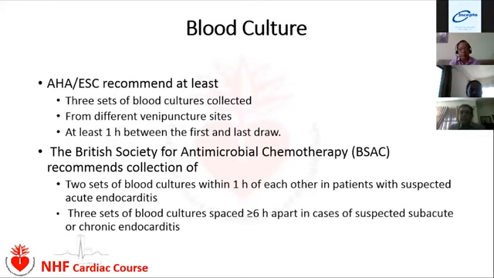Whereas the British Society for Antimicrobial Chemotherapy recommends 2 sets of blood cultures within 1 hour of each other in patients with suspected acute endocarditis, and 3 sets of blood cultures spaced 6 hours apart in case of suspected subacute or chronic endocarditis. I must mention one thing, that each draw has to be for 2 cultures, one aerobic and another anaerobic, and each medium needs at least 10 ml of blood for a perfect culture.